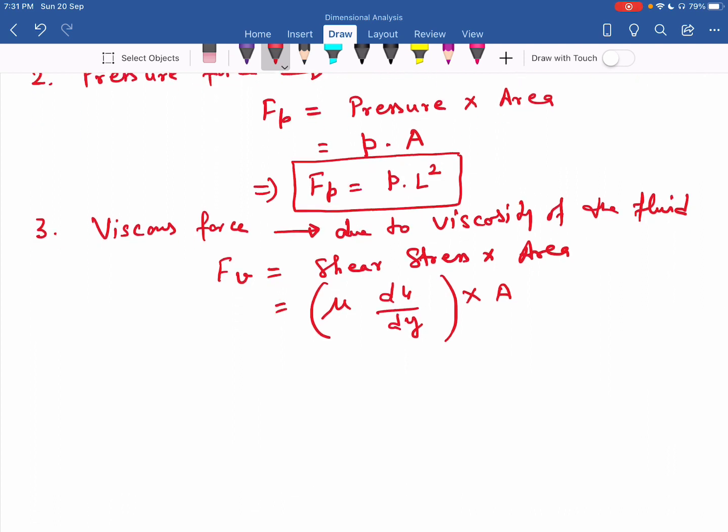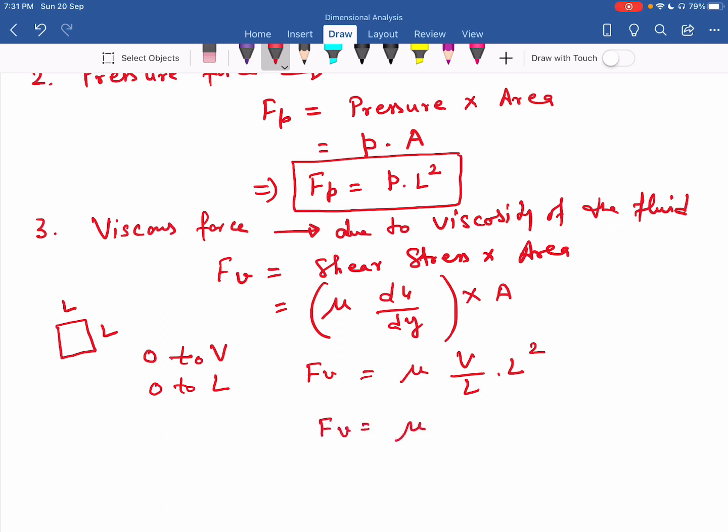Now further, if I have the element, a scale element, and the velocity between two successive layers changes from 0 to capital V and distance changes from 0 to L, I can write simply Fv as mu V upon L into area L square. So this formula comes out to be mu V L.